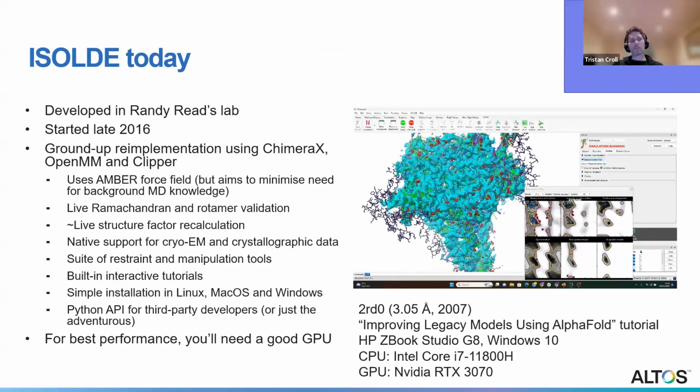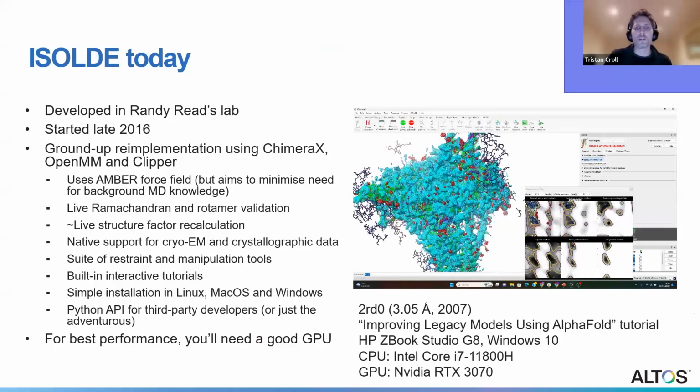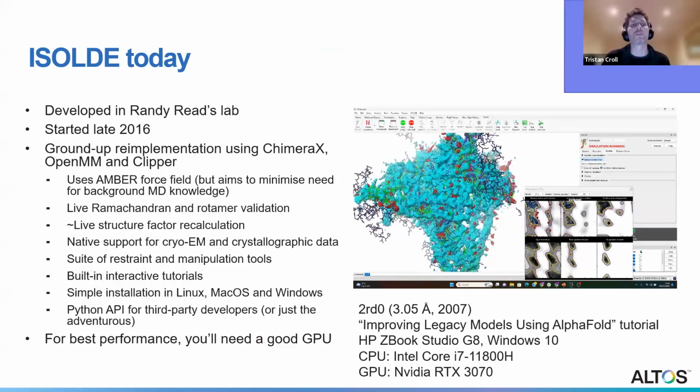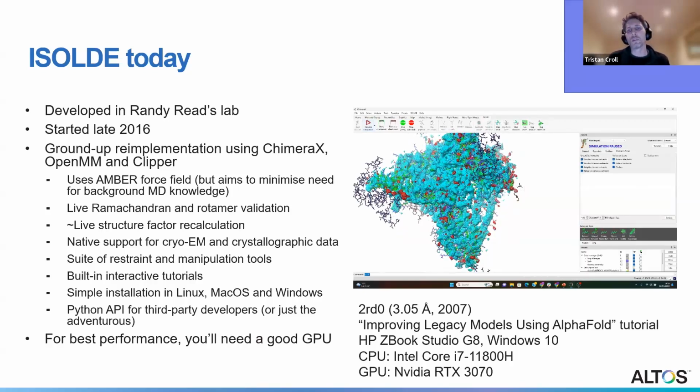I came across OpenMM, which is a wonderful molecular dynamics library. It's essentially the only molecular dynamics toolkit out at the moment that I'm aware of that was written first and foremost as a library for developers rather than as an end user tool with the library as the afterthought. And using the Clipper for the map calculations.